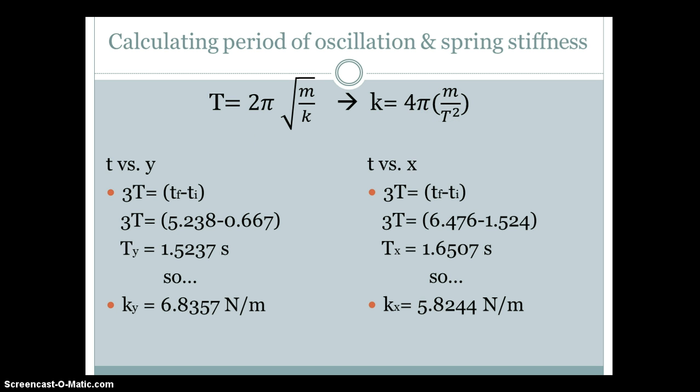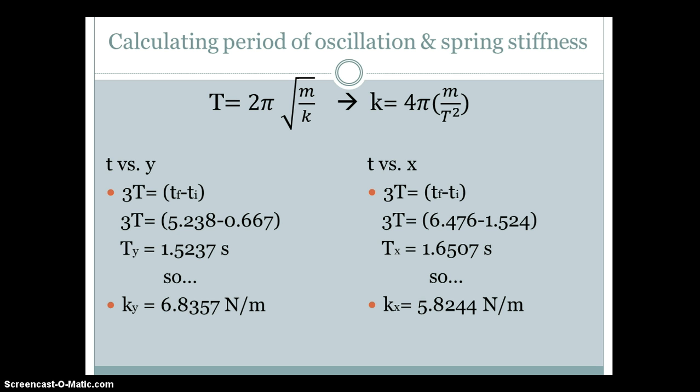We used our data to get the period. The period is just the time interval for one complete oscillation, so I measured the time interval for 3 oscillations by starting at release and then looking at 3 oscillations later when the mass is again at the lowest point in the oscillation. So as you can see here, 3T equals t final minus t initial, which gave T in the y direction to be equal to 1.492 seconds.